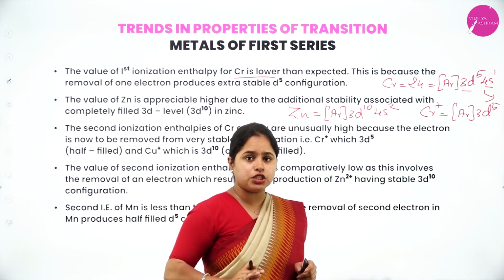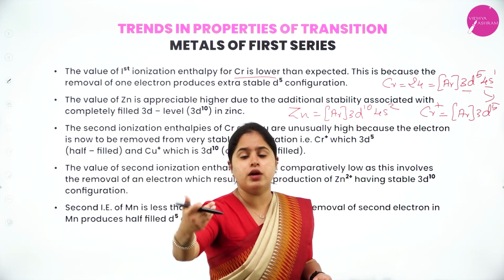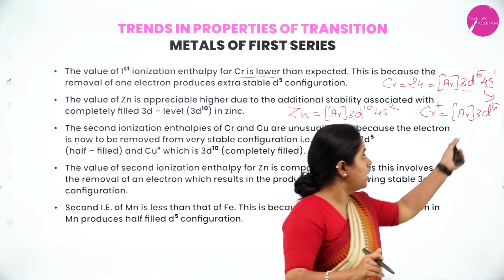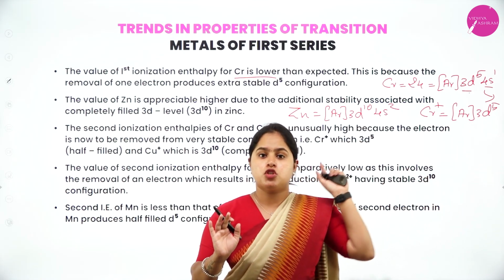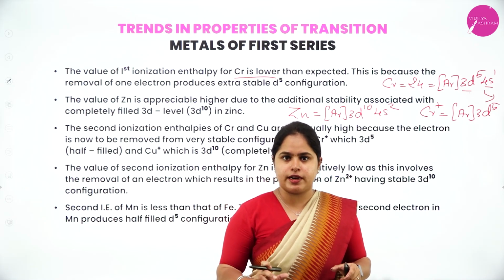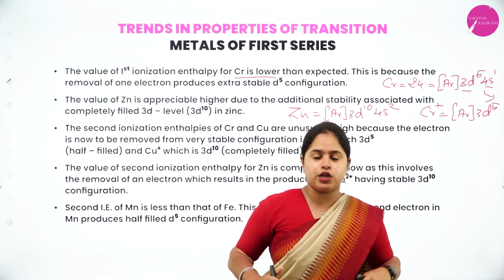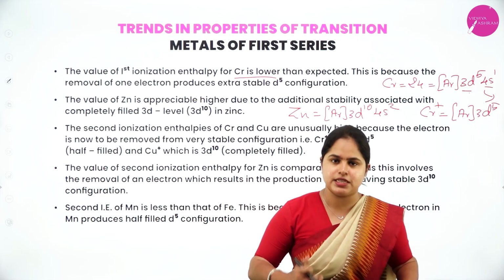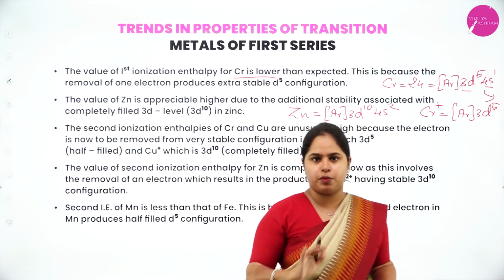Now second ionization enthalpy means from Cr plus I am going to convert it into Cr2 plus. One more electron I have to remove. That means from the stable electronic configuration I have to remove one more electron. So that will be really difficult, right? No one wants to lose its stability. So if you want to remove one more electron means more ionization enthalpy is required. So the ionization enthalpy is higher than what is expected in this case.